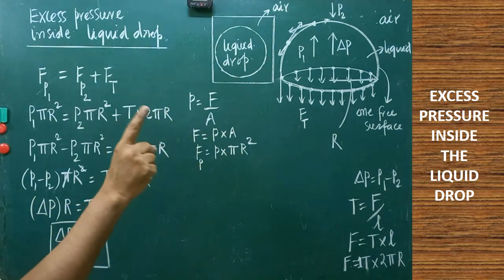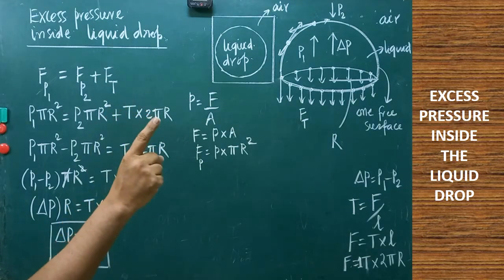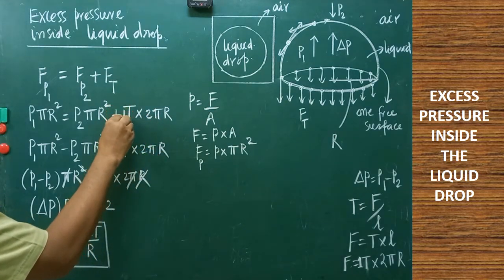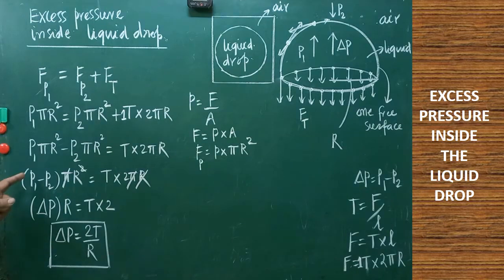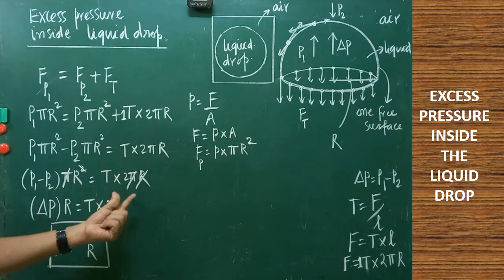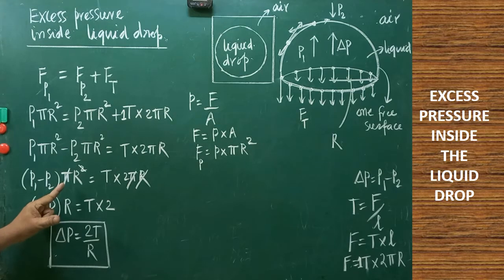Only one free surface is there. Since only one free surface is there in the case of the liquid drop, 1 must be written, and P1 and P2 can be written within the bracket. Pi r square can be written outside, and T into 2 pi r, the same expression, must be written. Cancel the factors pi and pi, and one r can be cancelled. After simplification, the excess pressure expression can be obtained finally. Therefore, del P is equal to 2T by R.